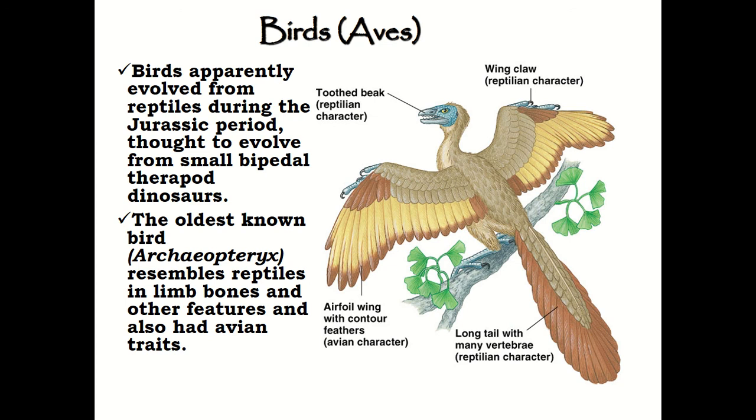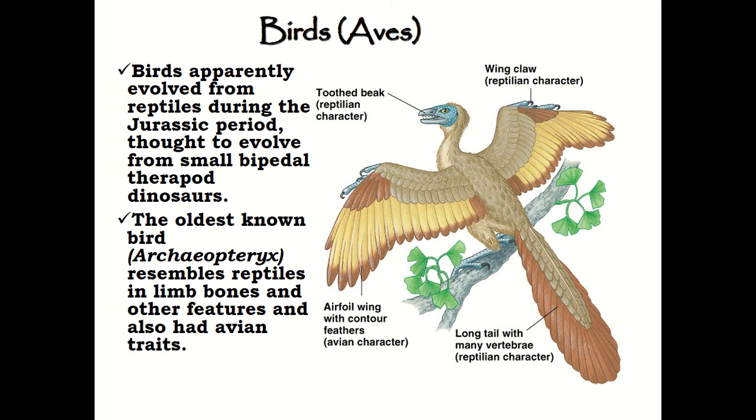So we already learned about the amphibians. We already learned about the reptiles. Next, we're going to look at the second group of amniotes, which is the birds. The birds evolved from reptiles, and reptiles evolved from the amphibians. Birds apparently evolved from the reptiles during the Jurassic period, thought to have evolved from a small bipedal theropod dinosaur.